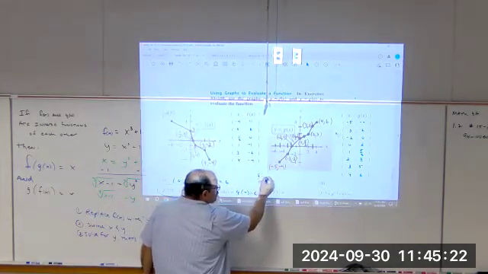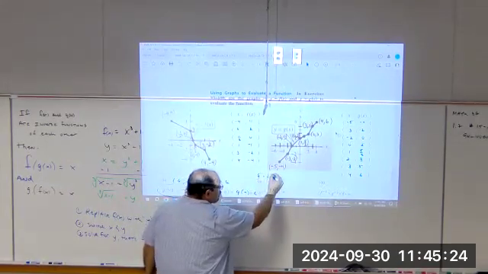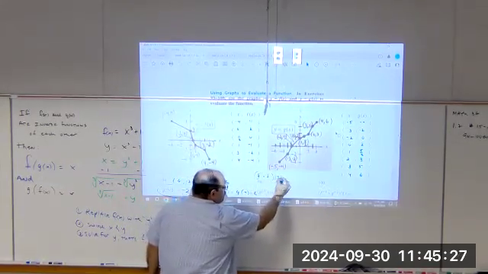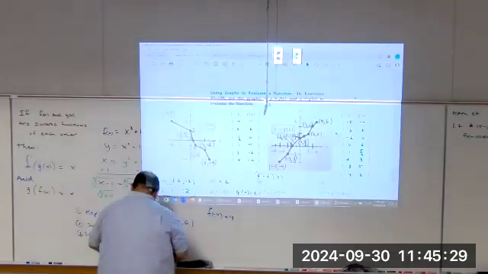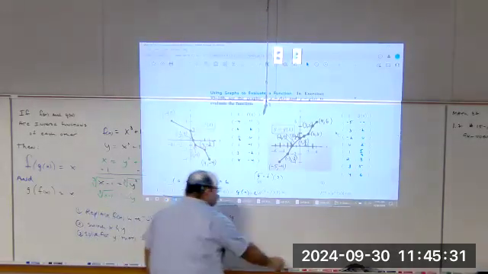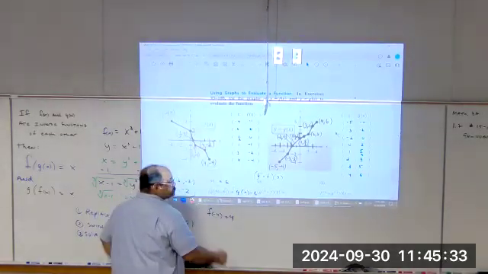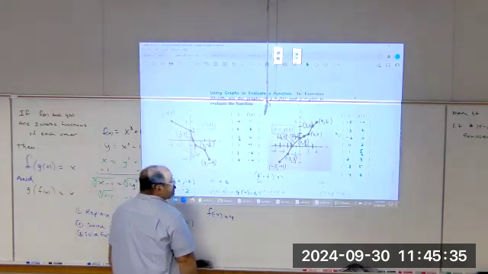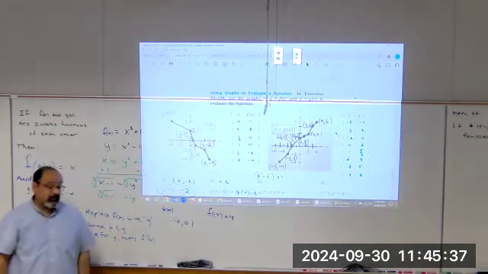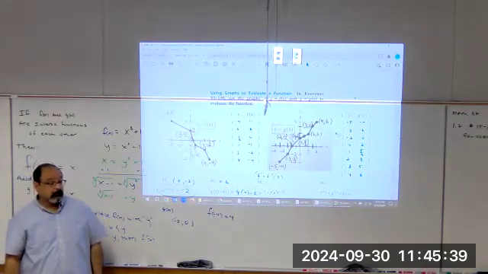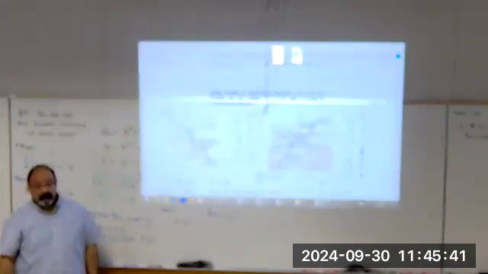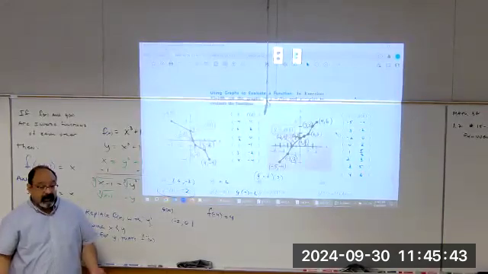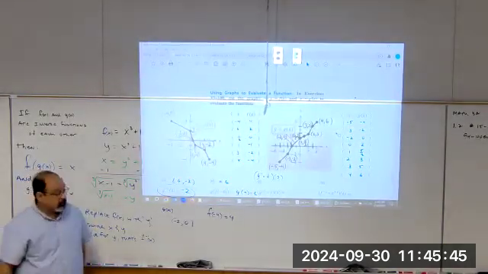Next is g inverse circle f of 3. Okay, there's a lot going on. First of all, do they look like they're inverse functions of each other? No, they're not inverse functions of each other. We're just taking values and plugging from one to the other.